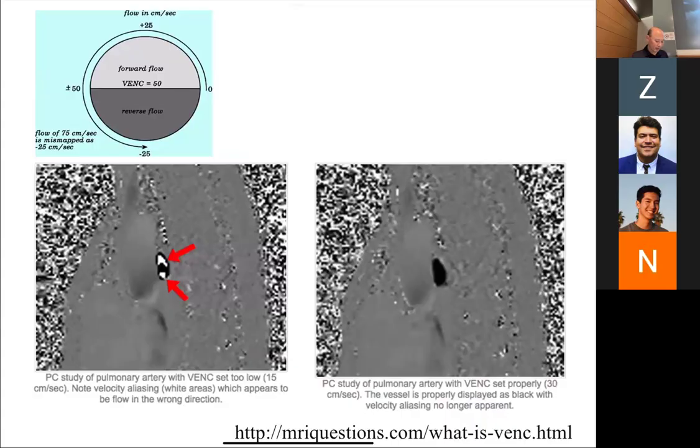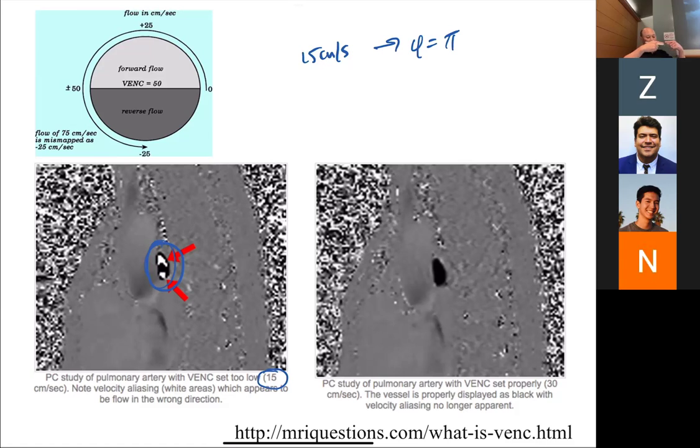This is an example where they're looking at the artery in your lungs, the pulmonary artery. Here the VENC was set too low. A VENC of 15 centimeters per second says that 15 centimeter per second flow will give you a phase of pi. What's happening in this person is there's flow that's faster than 15 centimeters per second, so it's going past pi. When it goes past pi, the algorithm just says, well, then you must have flow going the other direction. Therefore, you see in this vessel flow going both directions.